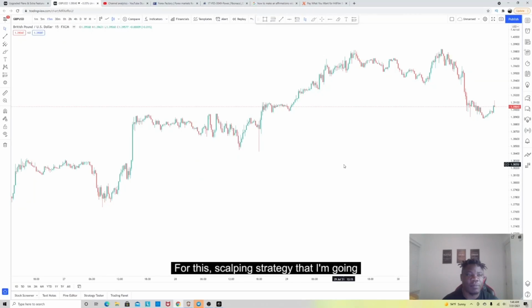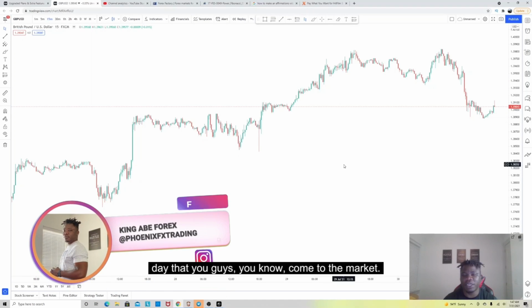For this scalping strategy that I'm going to be showing you today, the majority of you actually know about the indicator we're going to be using, but most of you probably don't even use it at all. But it is a very powerful indicator that you can use to scalp each and every day that you come to the market.